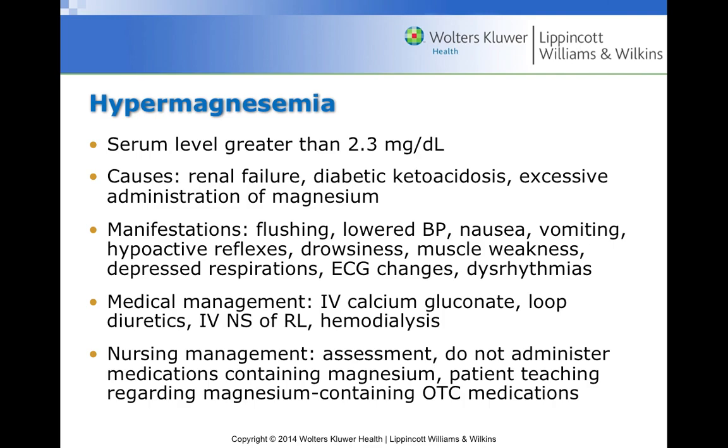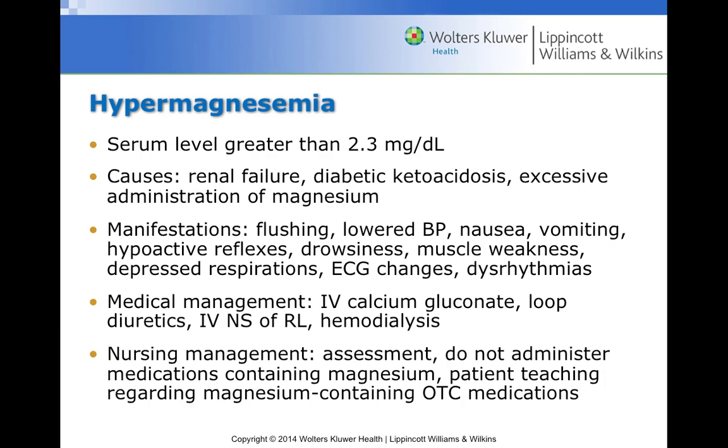When we look at medical management, this can be prevented by avoiding the administration of magnesium to patients with renal failure and by carefully monitoring seriously ill patients who are receiving magnesium salts. In patients with severe hypermagnesemia, all parenteral and oral magnesium salts are discontinued. In emergencies such as respiratory depression or defective cardiac conduction, ventilatory support and IV calcium gluconate are indicated.